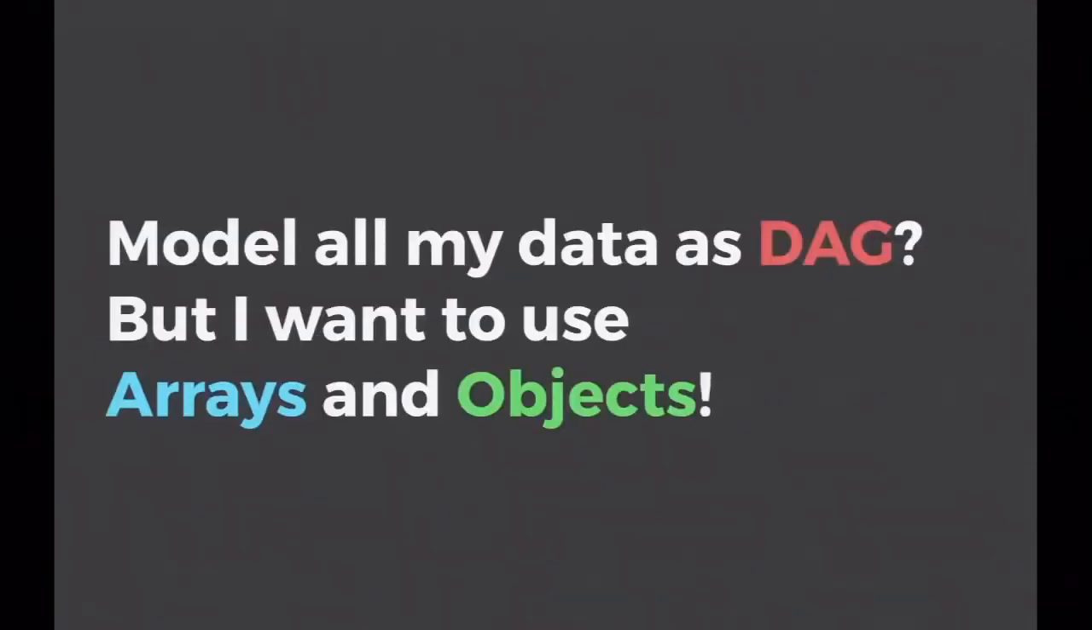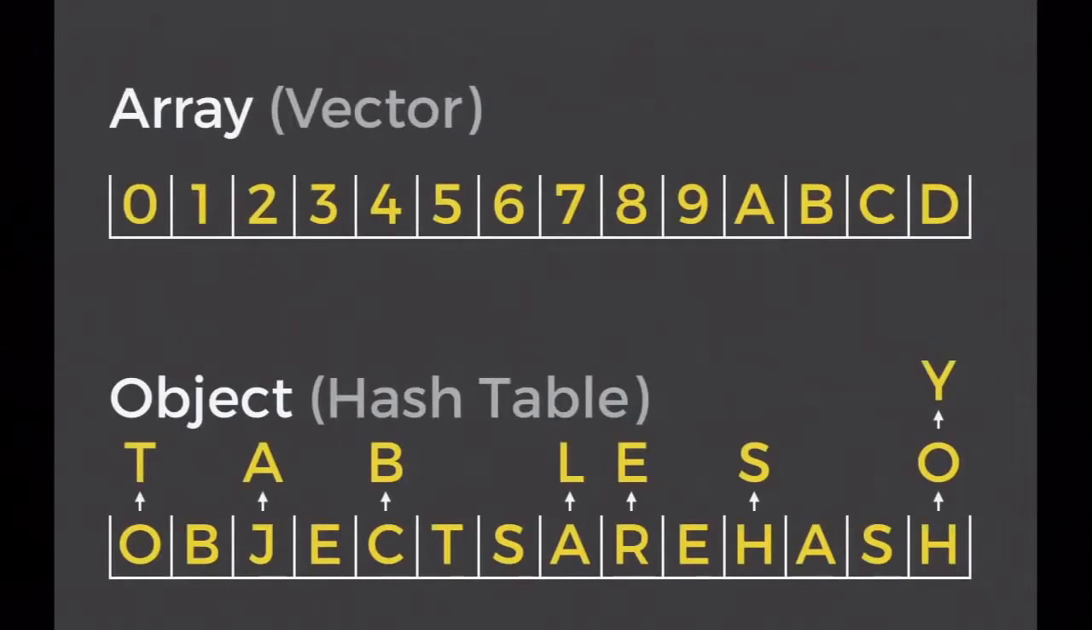But OK, this is academically interesting. I can model all my data as DAGs. But we really want arrays and objects. Every programming language has these two concepts: lists of values and key-value pairs. And they're the blood that makes our applications work. Without arrays and objects, how practical is this anyway? And if we look at the data structures that we usually use to implement arrays and objects, vectors and hash tables, they're not DAGs.